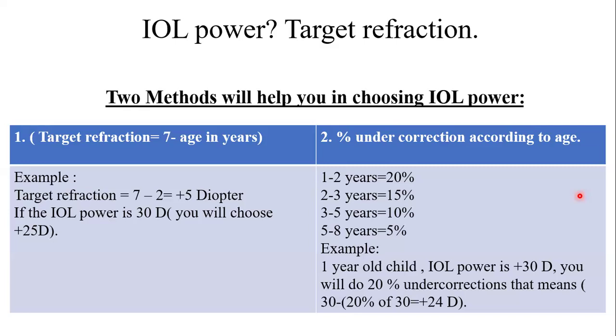Why are you doing under correction? The growing eye is going to become myopic. So when you do under correction at the time of the surgery, when the child is 5 years or 7 years of age, he will be emmetropic. But if you put the same IOL power in the child without any under correction, when the child is 7 or 8 years, he will be -5, -6, -7 diopters, myope. So to avoid or to compensate the myopic shift actually.